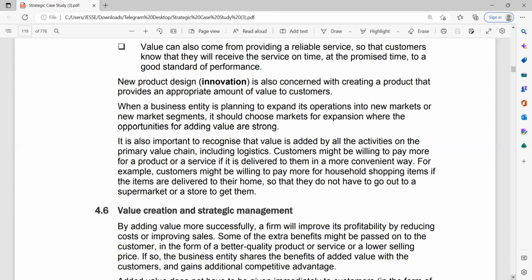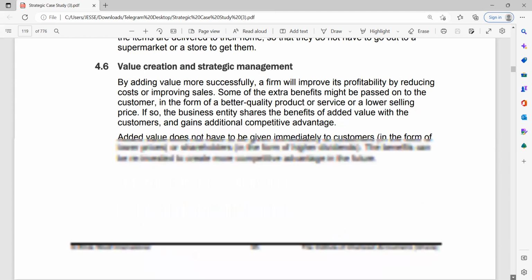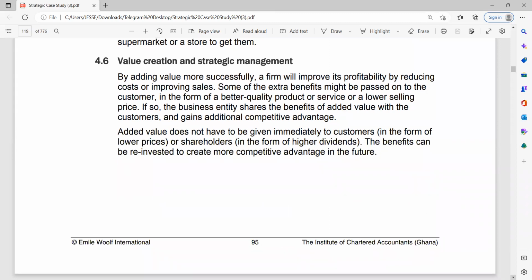So in terms of expansion, when a company wants to expand its operation into new markets or into new segments, it should choose markets where the opportunities for adding value are strong. Very, very important. Always remember that.